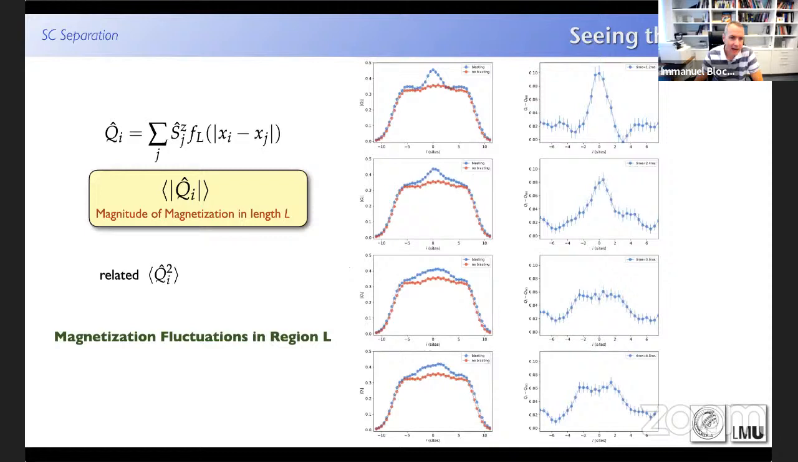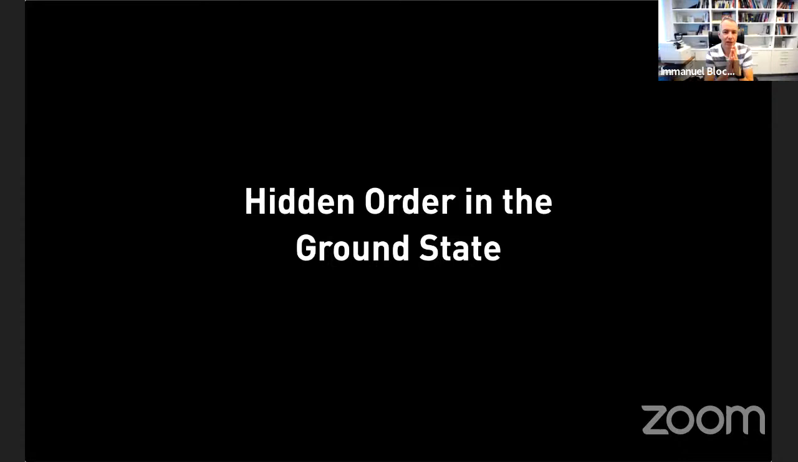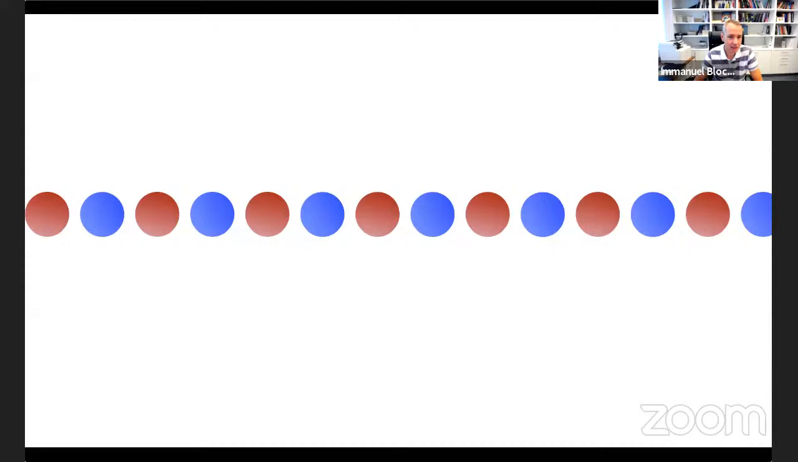Okay, actually, let me skip this part. Let me connect this physics that we saw in the dynamics of the system to a very interesting hidden order that we find in the ground state of this many-body 1D system.